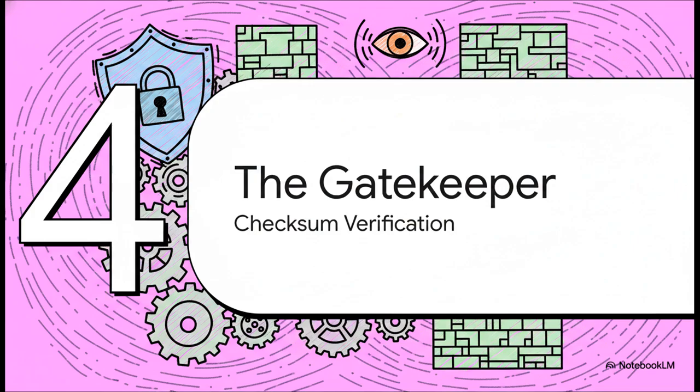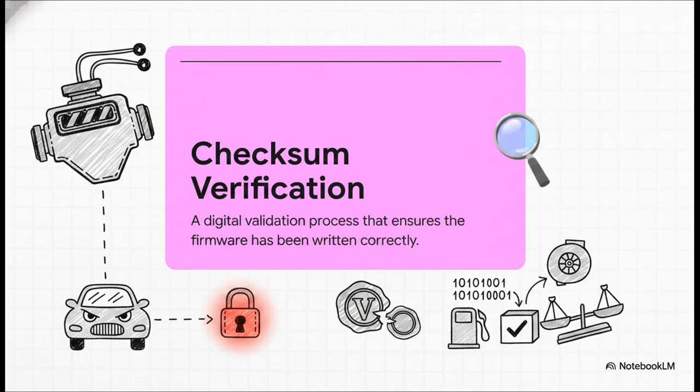Section 4. The Gatekeeper: Checksum. Verifying digital integrity. So, you've backed up the data, but now we face the ECU's ultimate security guard. The crucial thing to understand here is that the ECU is constantly watching. If you alter even one single byte of a map without your tool correcting this digital signature, the vehicle will absolutely refuse to run. Think of a checksum exactly like a wax seal on a top secret letter.